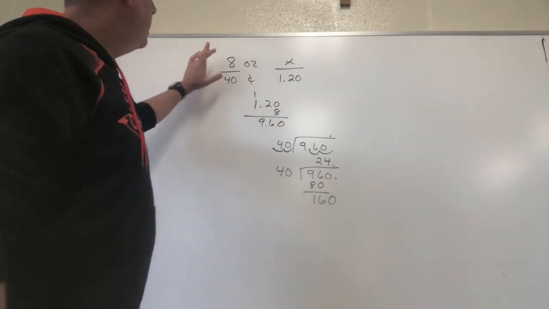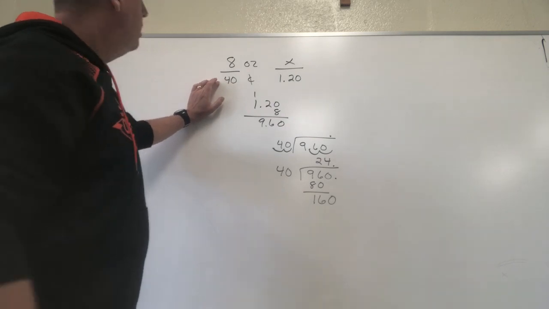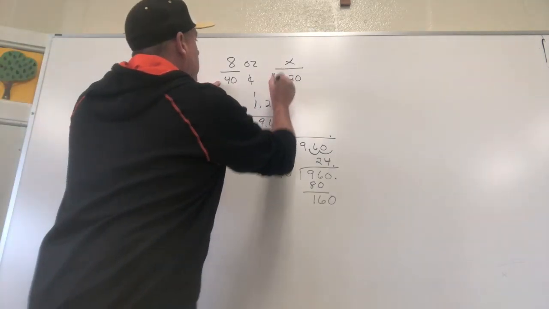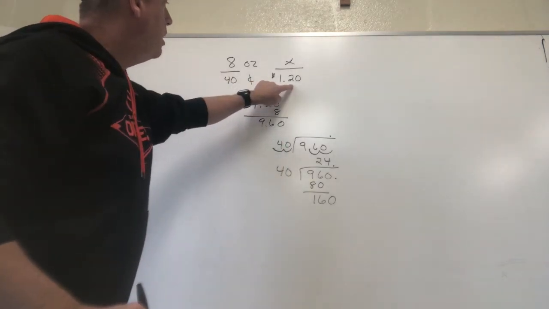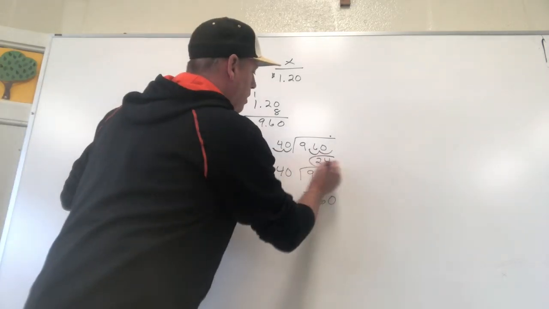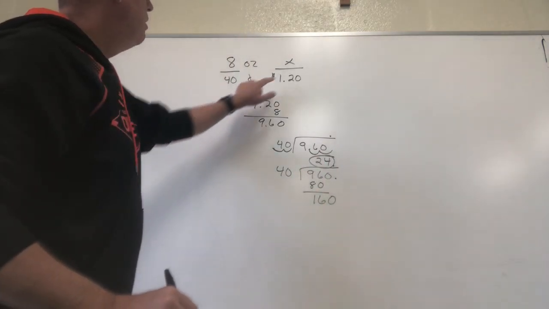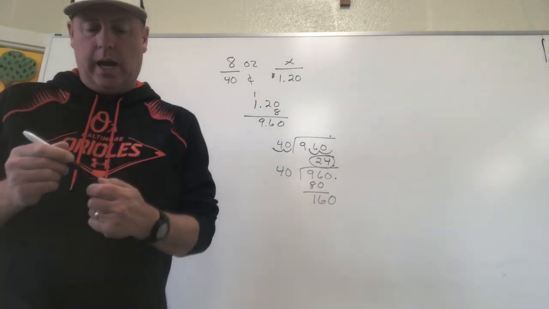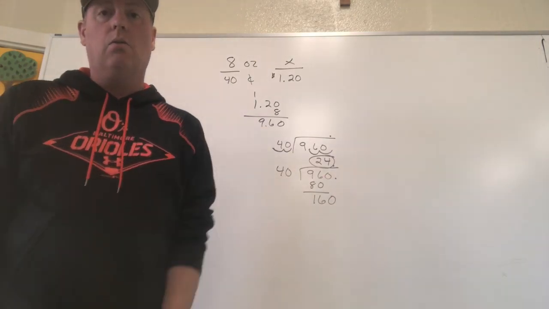It says 8 ounces cost 40 cents. How much product can I get for $1.20? Well, I can get 24 ounces. I get 24 ounces for $1.20. Cross multiply and divide. That is the way multiplying rates works.